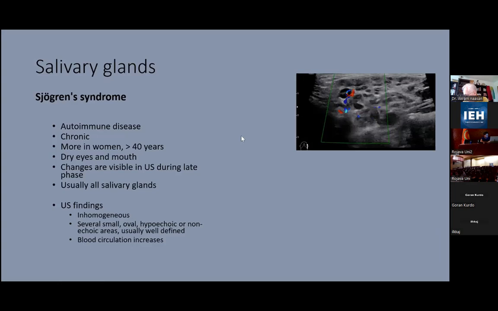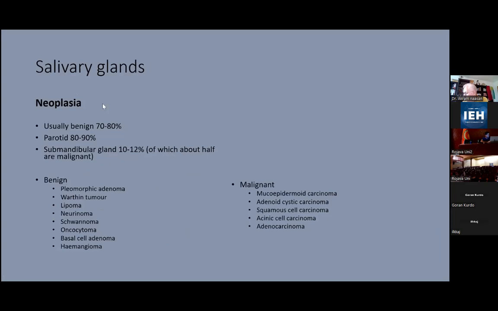Then we talk about the tumors of the salivary gland. 70 to 80% of the salivary gland tumors are benign, and 80 to 90% of them are located in the parotid gland.